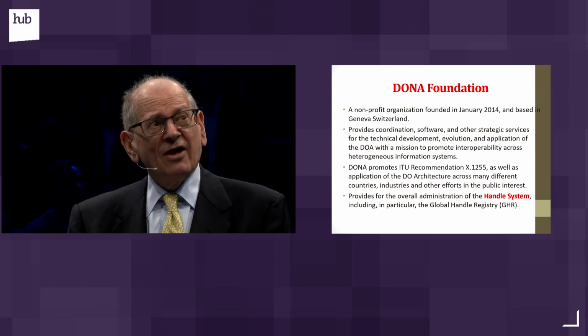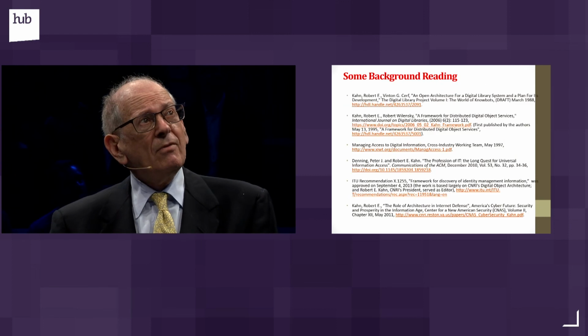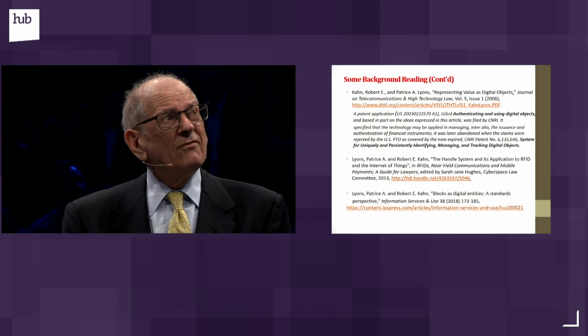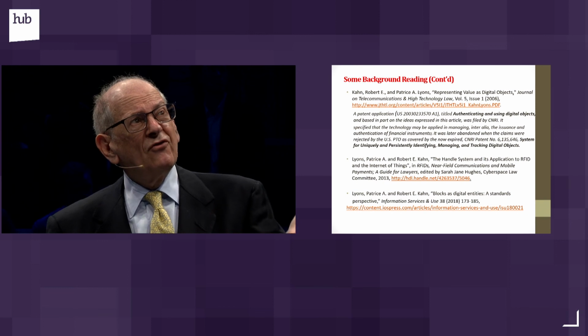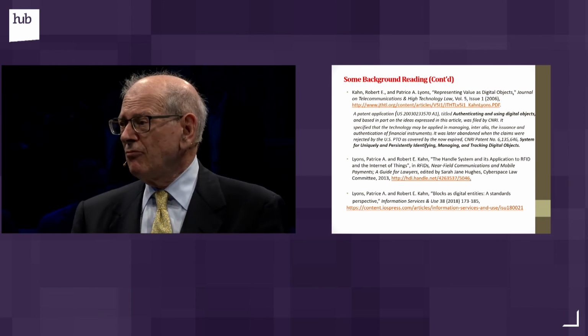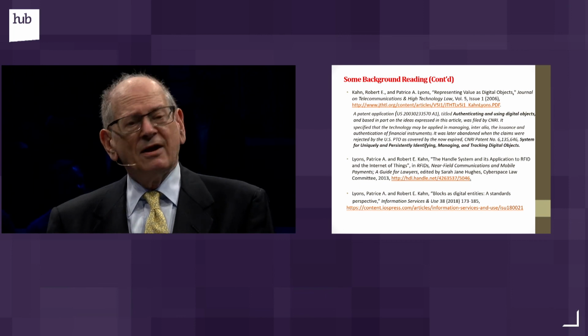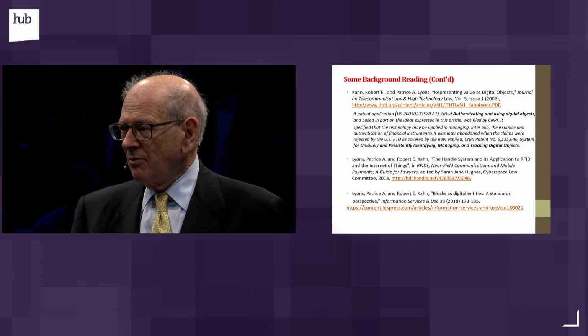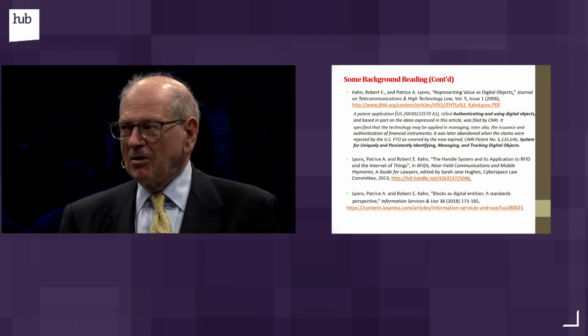At the back of my slides, I'm not going to go through them, there's a set of background reading, things you might find interesting on 2 different charts, including one that traces the history of this stuff. It's a paper on representing value as digital objects, its relationship to the Internet of Things, and some early work that was done to try and put this into perspective in the context of mobile programs.